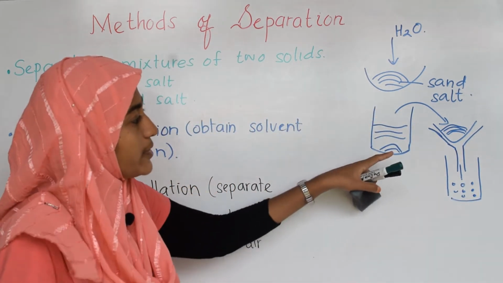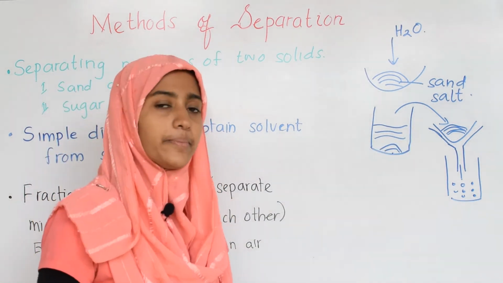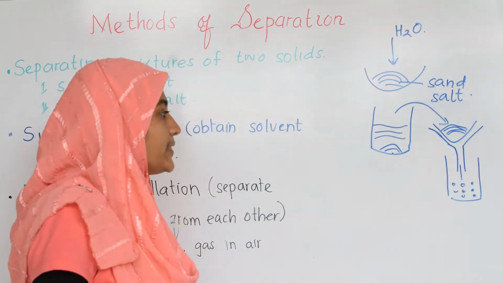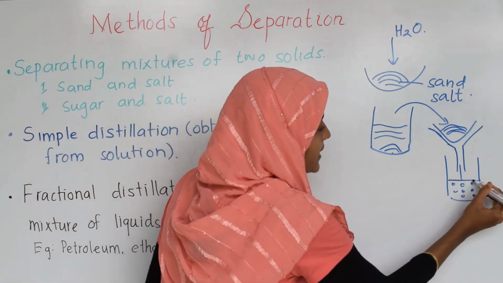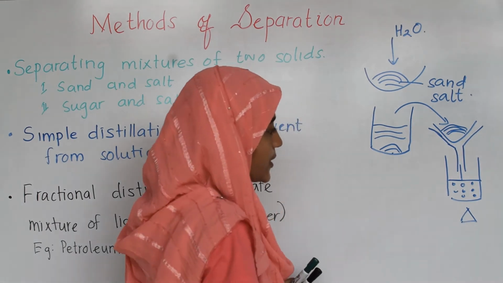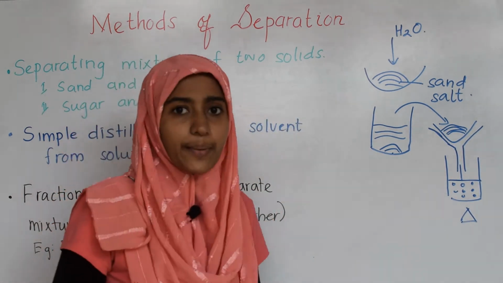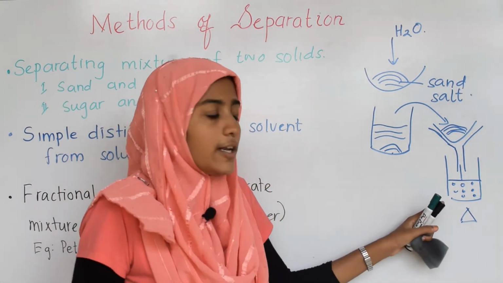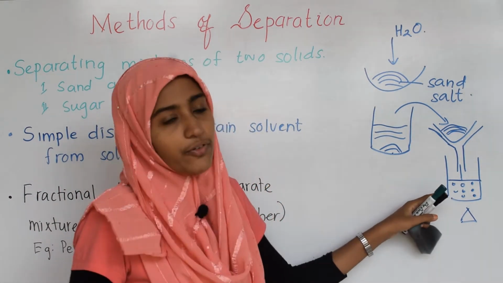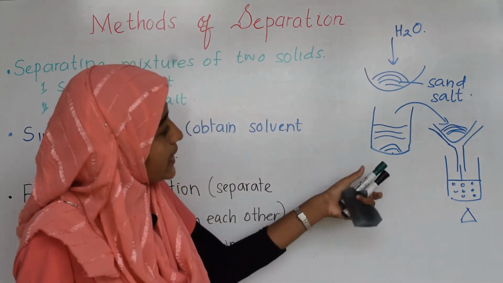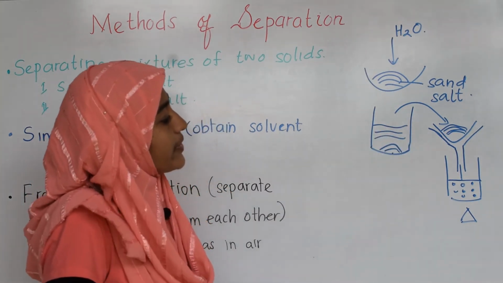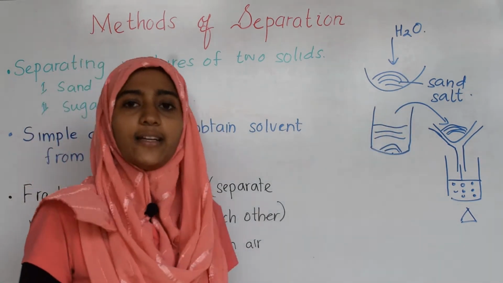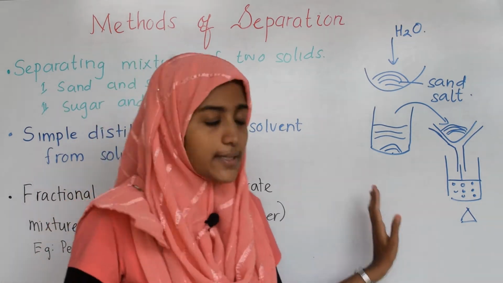You can wash the sand with distilled water, and dry it out to get dried sand. And the salt solution we can take and heat. When you heat it, water evaporates. Once the water evaporates, salt crystals will form at the bottom. So here we have combined the methods of filtration and evaporation to separate a mixture of sand and salt. Right, this is pretty easy and understandable.